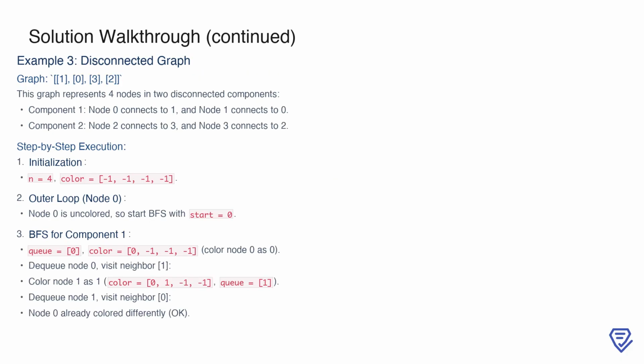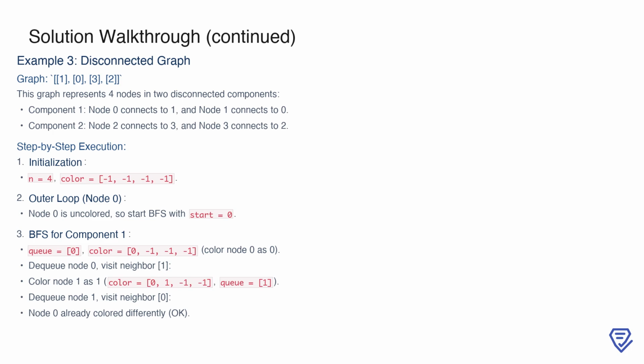Here, we examine a disconnected graph represented by the adjacency list [[1],[0],[3],[2]]. This graph has 2 disconnected components. In component 1, node 0 connects to node 1, and node 1 connects back to node 0. In component 2, node 2 connects to node 3, and node 3 connects back to node 2.